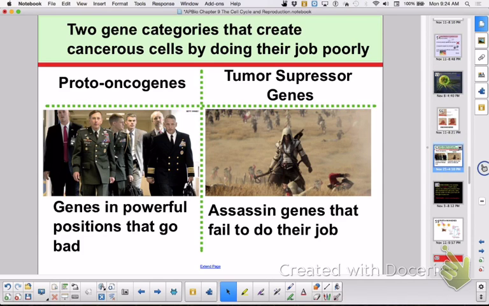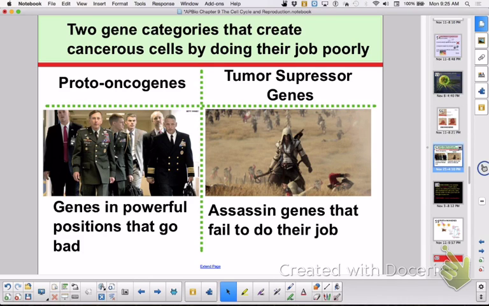So proto-oncogenes are genes in powerful positions. They're controlling yes to the cell cycle. They're saying, yes, let's go cell cycle, let's go. So if they are sending the wrong signal at the wrong time, then you're going to have too many cells. Well, hopefully you have what are called tumor suppressor genes that are working. If they do go bad, you have an assassin to take out that general that's giving out that misinformation. So really, cancer is a combination of both of these not working.